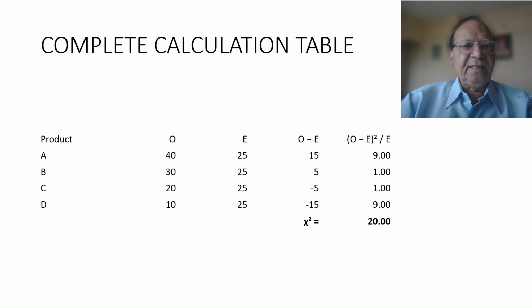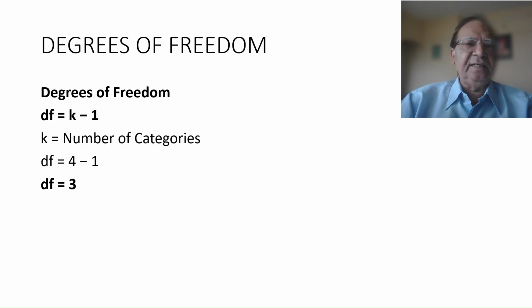Notice something interesting. Product A and product D make the largest contribution. Why? Because their observed frequencies are furthest from the expected frequency of 25. This is how the chi-square statistics captures the overall discrepancy between observed and expected frequencies.